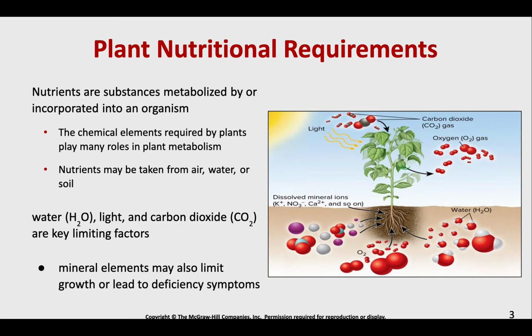Now, water, light, and carbon dioxide tend to be limiting factors in plant growth, right? But if plants are limited in any of these mineral elements, it's also going to lead to an impact on growth, and they might develop some deficiency symptoms that might not allow them to, say, photosynthesize as well, for an example.